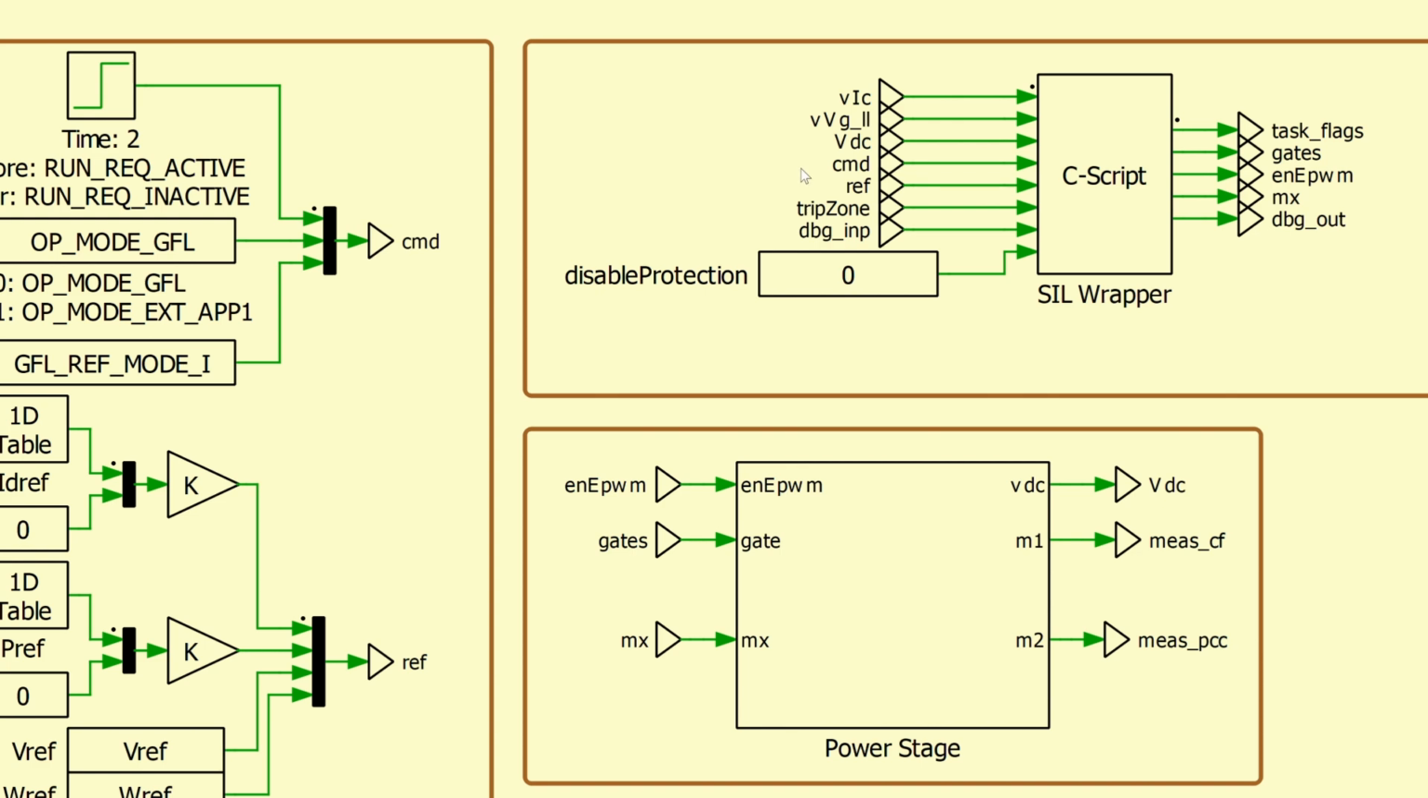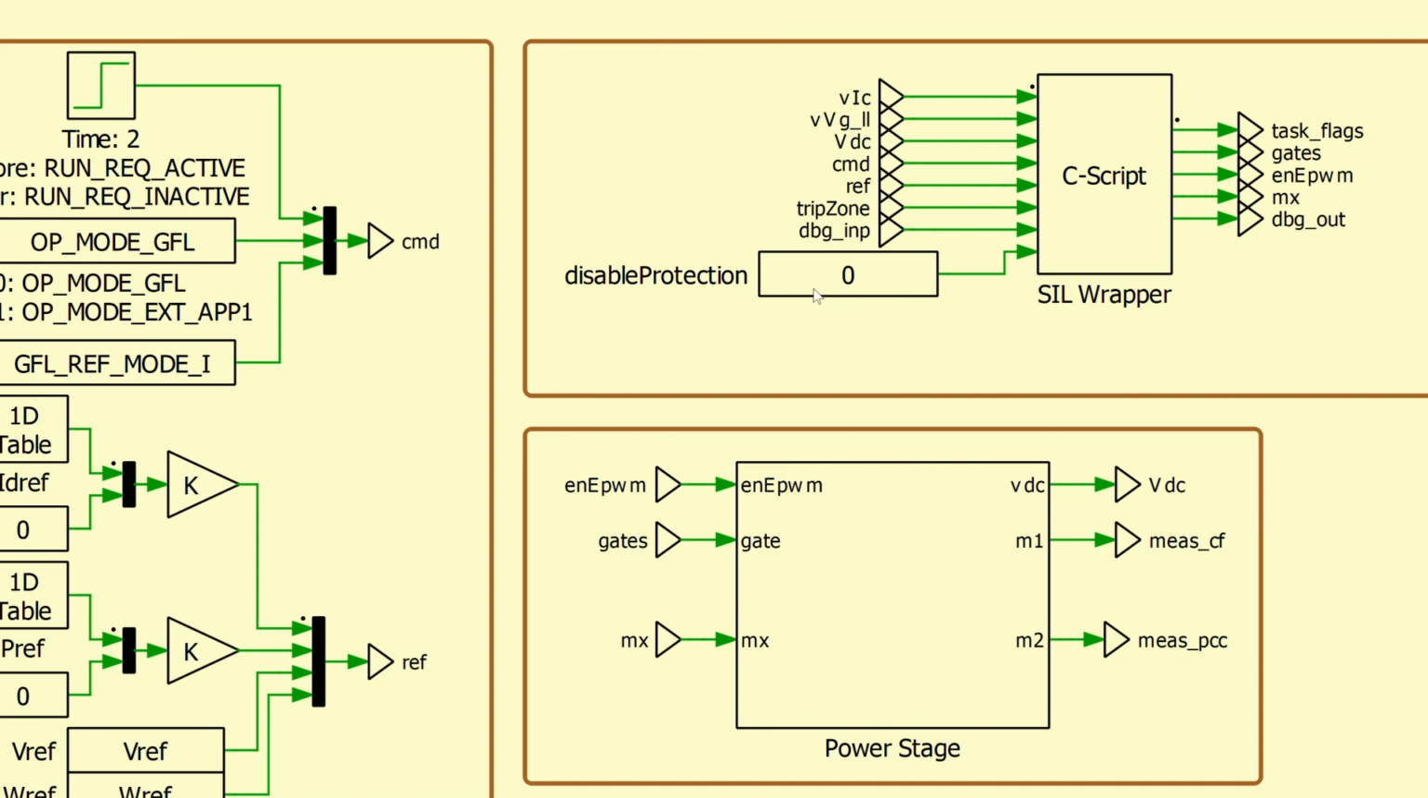It is also getting command and reference signals from that panel on the left side. And then there's a trip zone placeholder being passed in here. Right now, this is not being used in any meaningful way, and in the future, we might be able to emulate the PWM trip zone of the TI DSP here in the SIL environment. Then there's a debug input signal. We will talk about that together with the debug output signals later on.